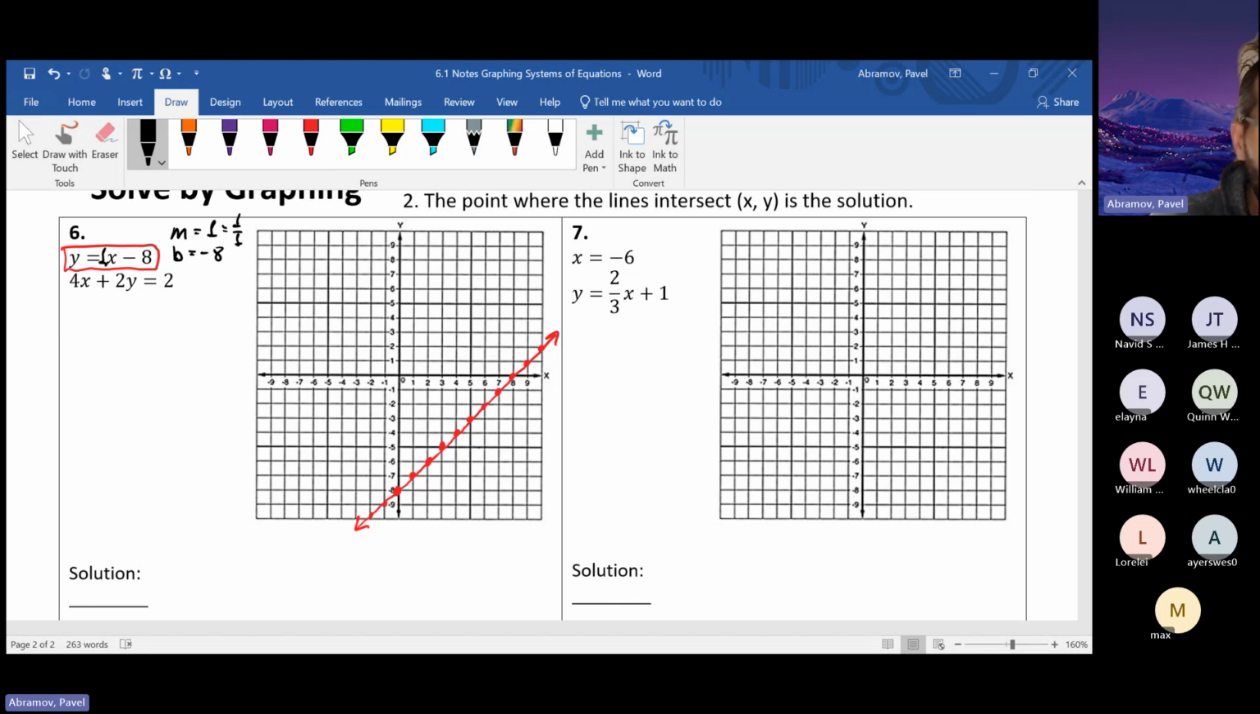Now, for the second equation, we notice that it is not in y equals mx plus b form. So we have to rewrite this equation in y equals mx plus b. To do that, first of all, we have to move 4x over, and to do that, we have to subtract it. Now, remember that when we move the x term over, we want it to be in the front. So we're going to put negative 4x in the front, and then positive 2 at the end. Then, of course, we have to divide both sides by 2.